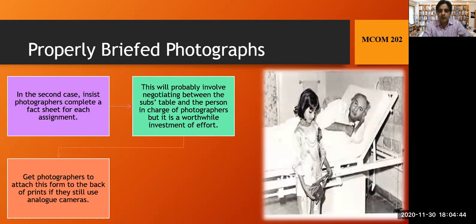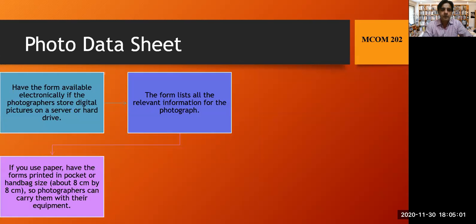So this picture, if you can see, this is very important. In this picture, you can see Benazir is standing right next to her father, Zulfikar Ali Bhutto, when he was admitted in the hospital. So this should be described in this picture. This is a historical picture and it has a story behind it. So every picture has a story. So photo data sheet is very much important.